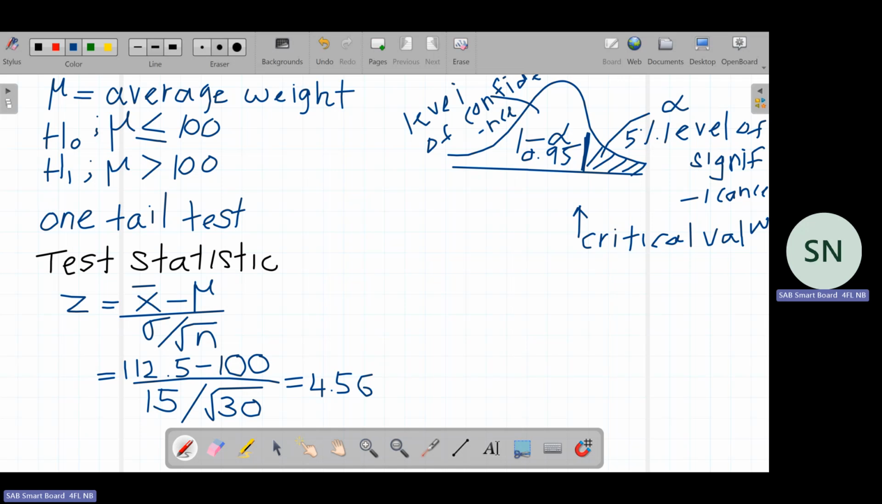It's clear. Then here, this one we can divide into two parts. If we need to find out the Z value in here, you need to take this area.